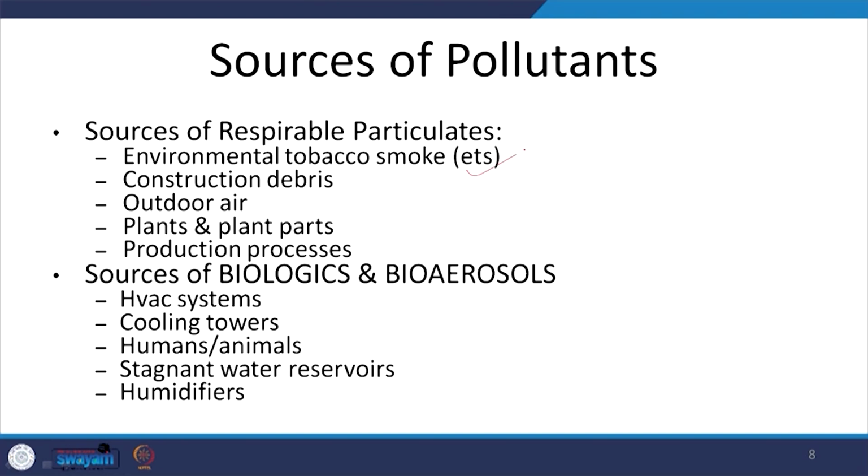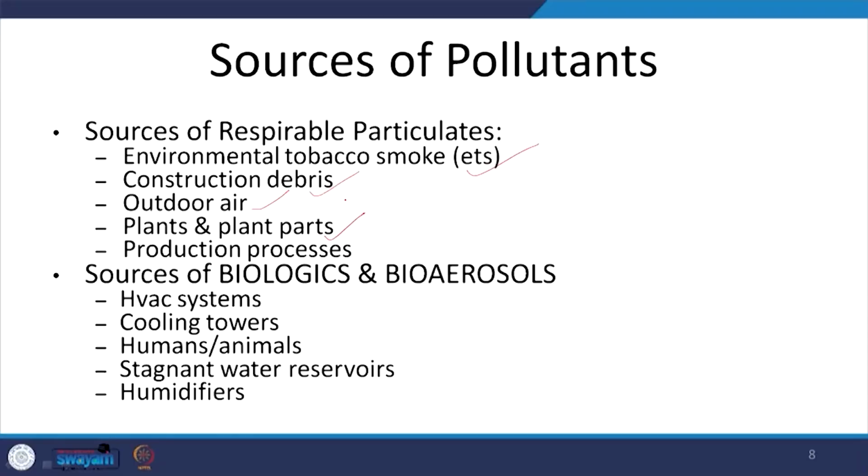So, we have environmental tobacco smoke, construction debris, and the outdoor air. Outdoor air itself might be quite contaminated, as we are seeing these days that the majority of our large cities have contaminated outdoor air. If the same air is taken inside through mechanical or natural ventilation, it is going to give us contaminated indoors. So, that air will need to be properly filtered. Outdoor air itself can be a source of pollutants indoors.